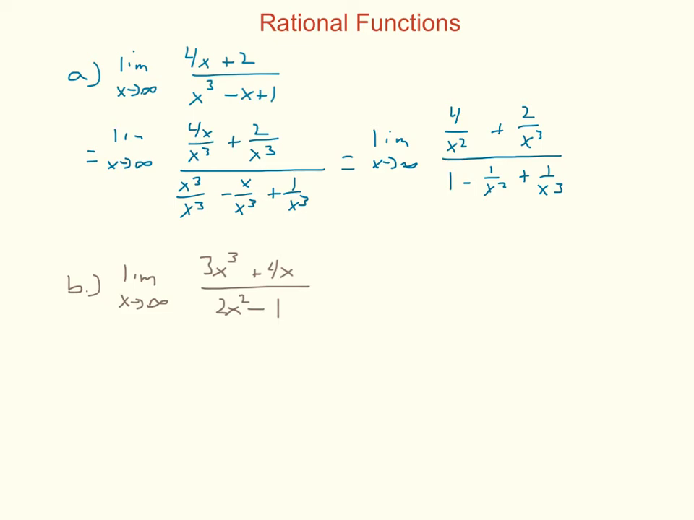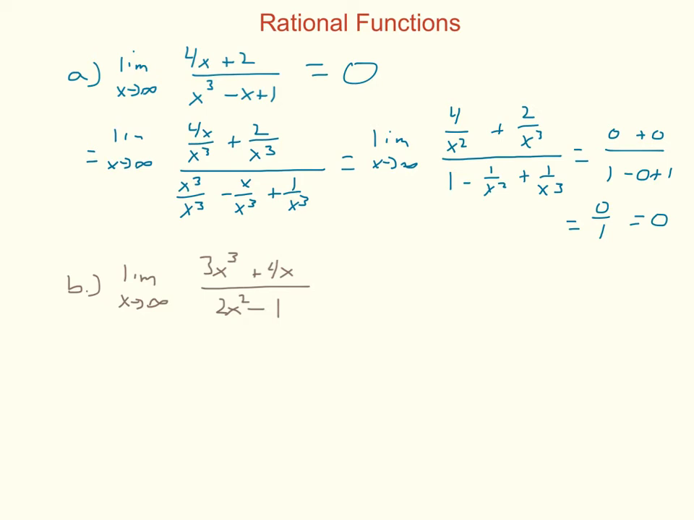Now, using the properties that we just saw, we know that anything that is a constant over a power of x as we go to infinity is going to go to 0. So in this case, the numerator is going to be 0 plus 0 over 1 minus 0 plus 0. I get 0 over 1, which equals 0. So in this case, the limit as x approaches infinity of 4x plus 2 over x cubed minus x plus 1 is equal to 0. You could also see that with the horizontal asymptote, because the degree of the numerator is smaller than the degree of the denominator.